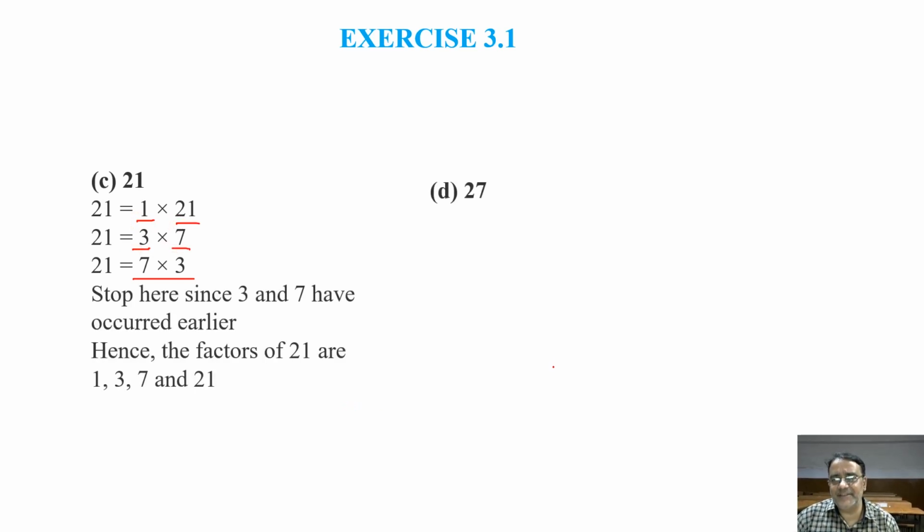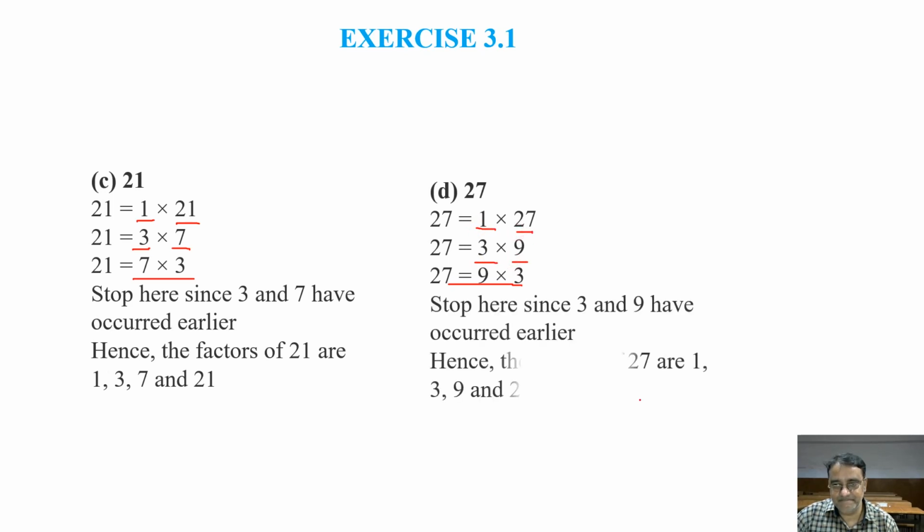Now the last one, 27. 27 we can write 1 into 27, 3 into 9 and 9 into 3. So again repeated, we have to stop. So the factors are 1, 3, 9, 27. So again 4 factors. Okay.